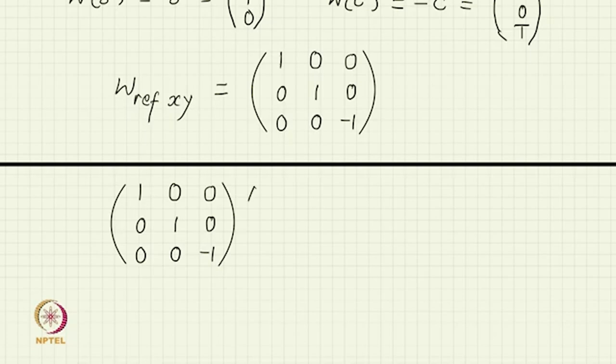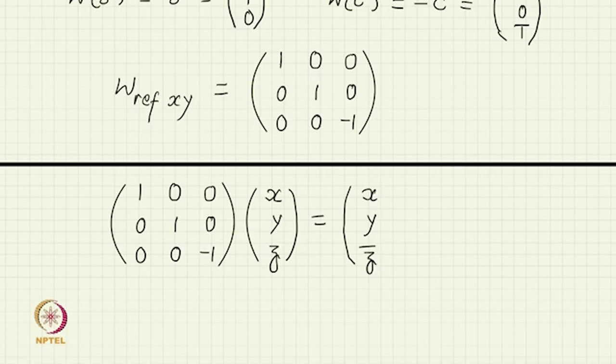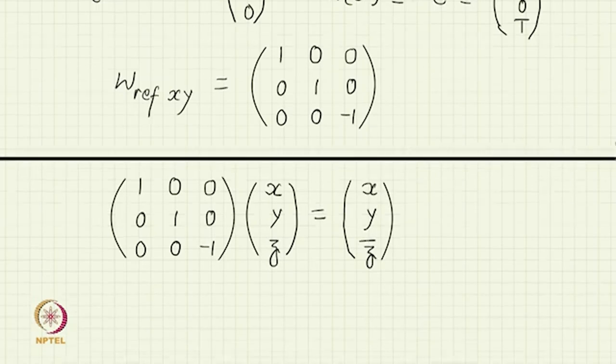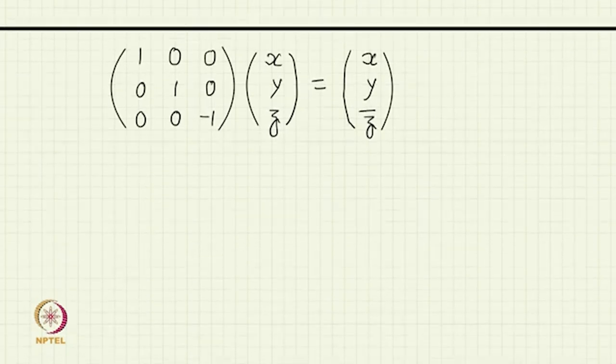x, y, z bar. Now, if you are reflecting any vector in the xy plane, this is what you expected, isn't it? It should not change its x coordinate, it should not change its y coordinate, and it should make the z coordinate negative.